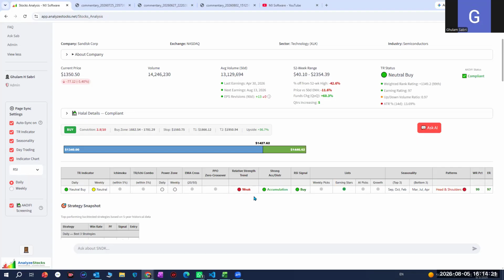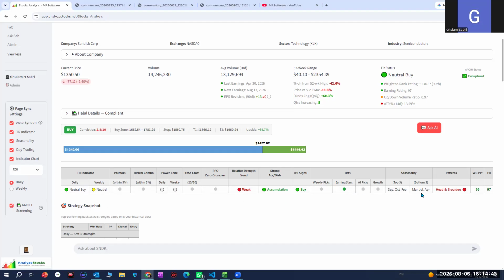So in other words, is SanDisk a buy? No, especially in a high ATR stock, 13.7%. Is it being accumulated? Yes. So that's a positive point, but it is a secondary factor for the decision. The primary factor should be the conviction score, price action itself, and relative strength, combined.